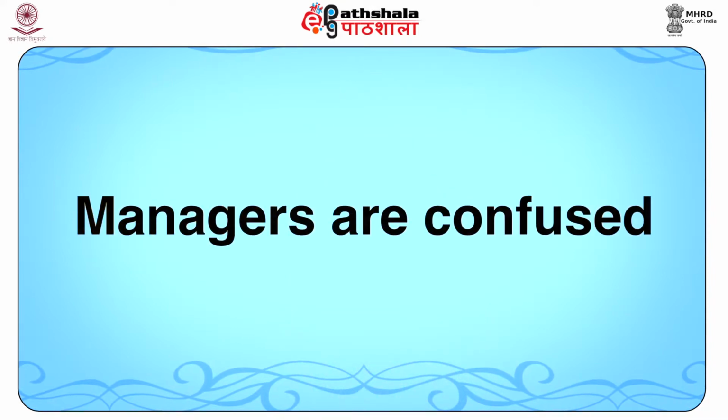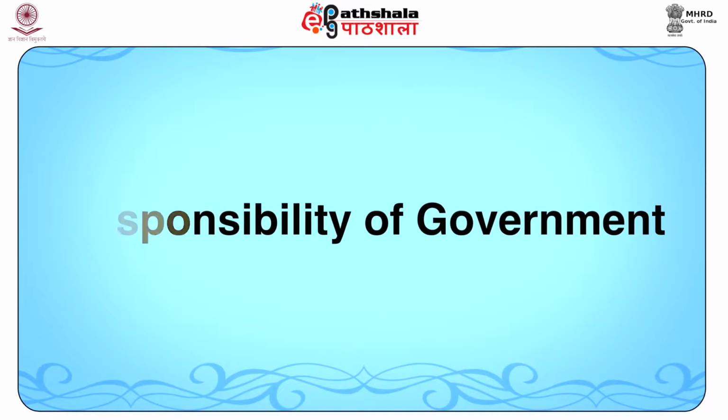Next is sometimes managers are confused. Business managers are in a confused state of mind in decision making as they have two contradictory goals of wealth maximization and being socially responsible. They don't know when to choose which goal. Next, responsibility of government. To undertake social welfare projects is the responsibility of government, not of business. By engaging themselves in socially responsible activities, business organizations are actually sharing the government's responsibility.